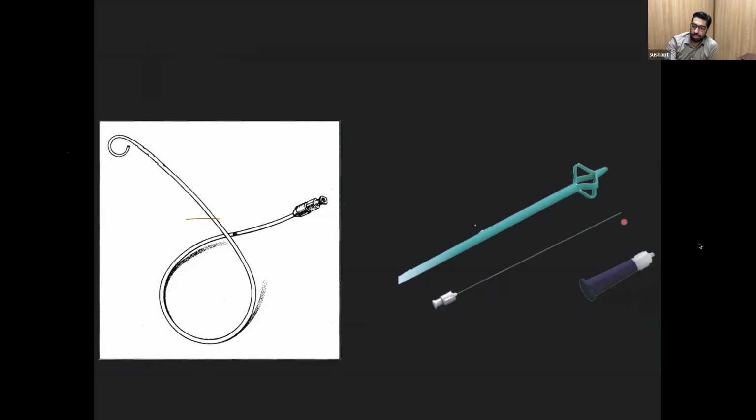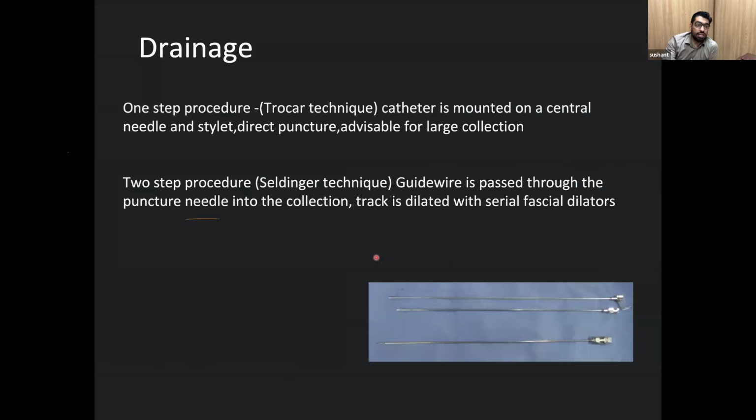So when it was done, it resulted in a complete spectrum of non-vascular interventions. By the grace of Sir Seldinger, we are using these drainage procedures to introduce even larger bore catheters, which were initially being placed by surgeons. So drainage is divided into a two-step procedure.